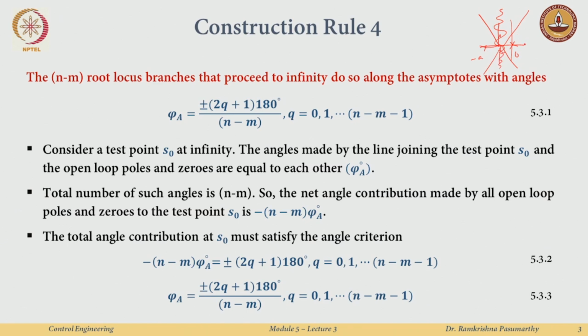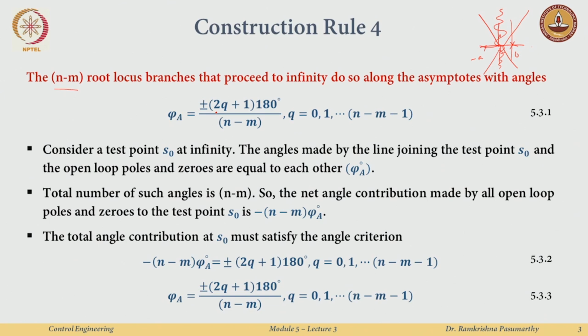Maybe in this example it was a little easier because it was just the solution of a second order, or quadratic, equation. So what if there are more poles that meet at this point? Can they go to infinity the way they want, or is there something that decides that? The statement says that the n minus m roots, so we are only interested in the roots which go to infinity as k goes to infinity, proceed to infinity along asymptotes with this angle. I will show you shortly how this is computed.